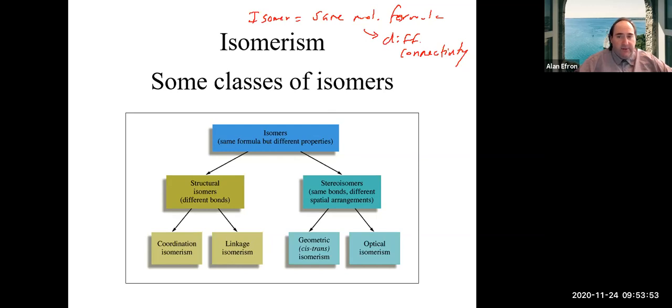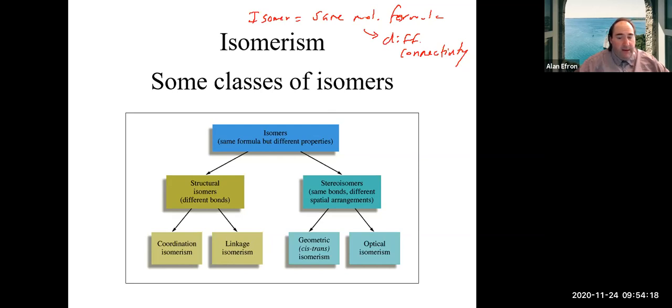As you can see here, there is a flow chart of different types of isomers. There are structural isomers, and structural isomers have different bonds. Within that, there are two types of structural isomers: coordination isomers and linkage isomers. We're going to talk about each of these in a little more detail in just a second.